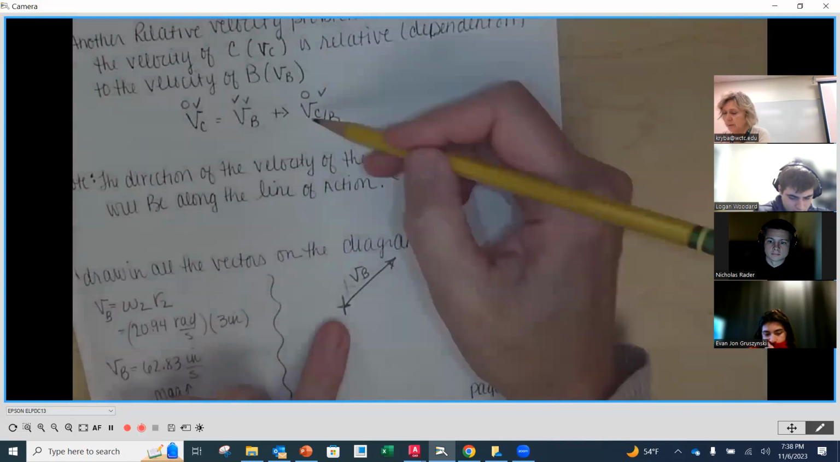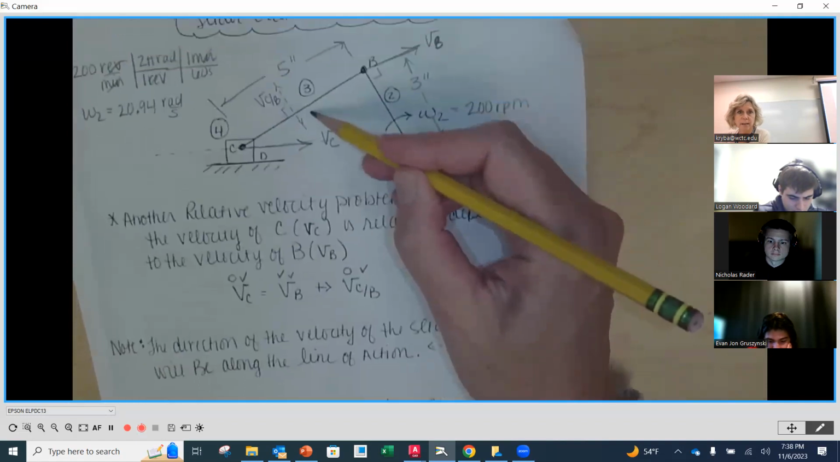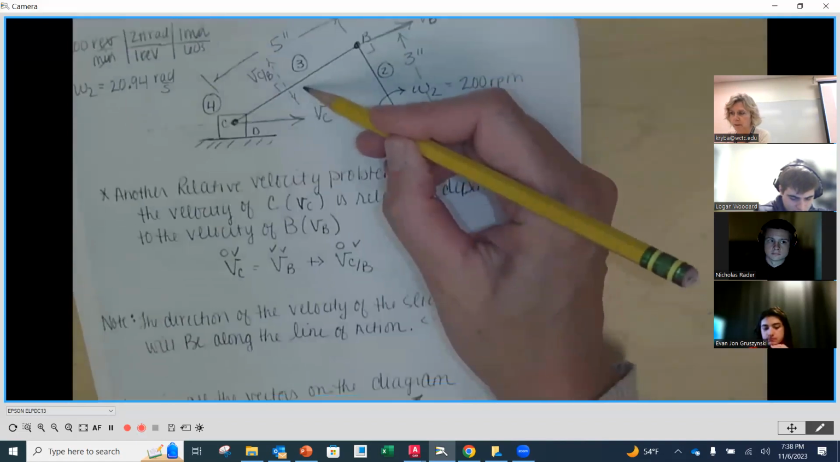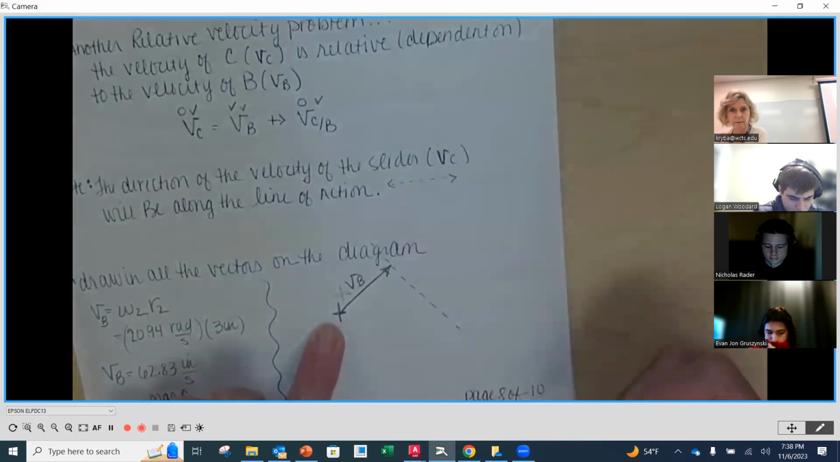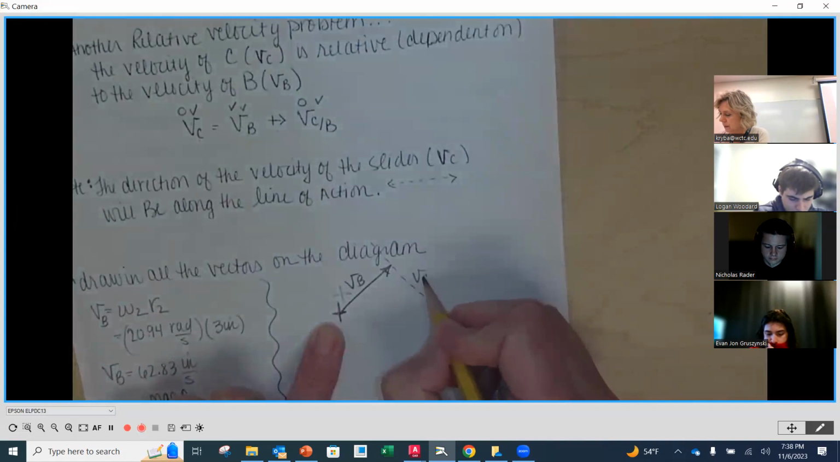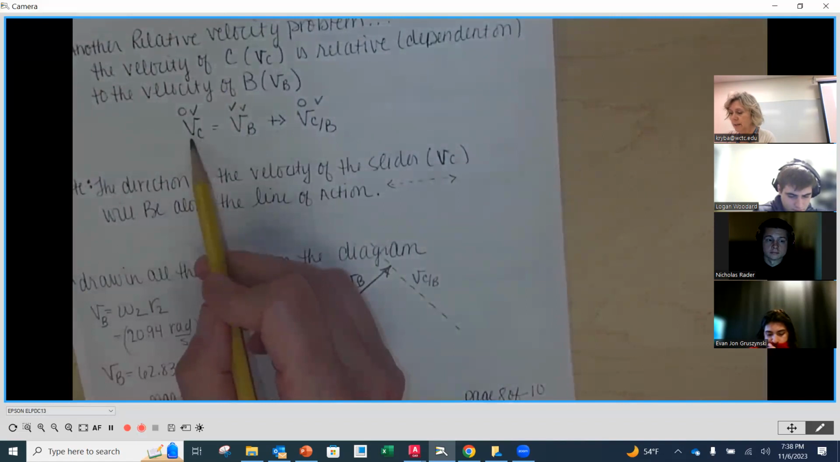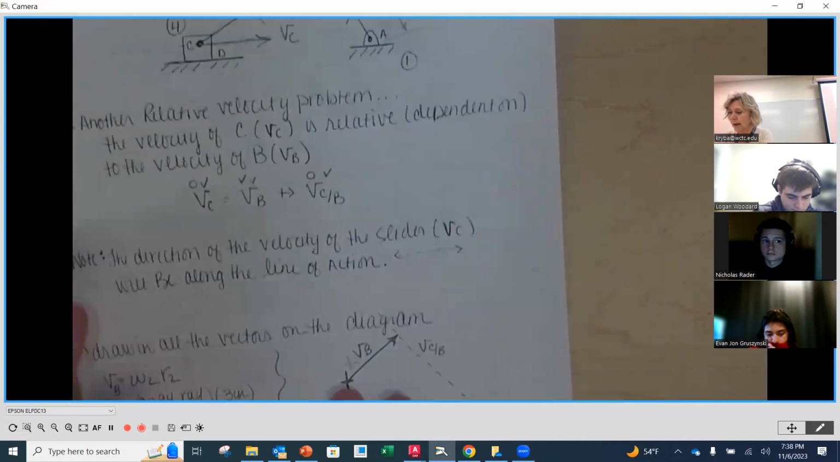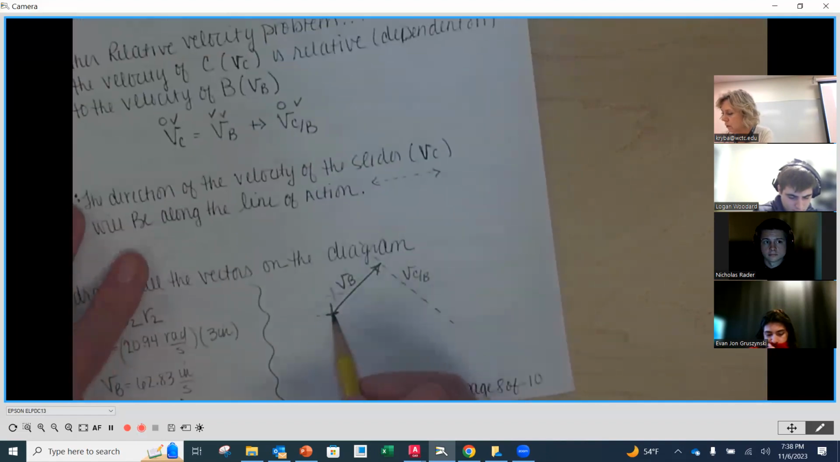Now on the endpoint of VB, continuing on the right-hand side here, we're going to put the line of action of VC relative to B, the velocity of C relative to B. We're going to put right on the endpoint here something right about like that. So this is going to be VC relative to B. Now we've exhausted everything on the right-hand side, so we're going to go back to the left-hand side. Starting at our origin, we're now going to draw the line of action for velocity at C, which is going to be horizontal.